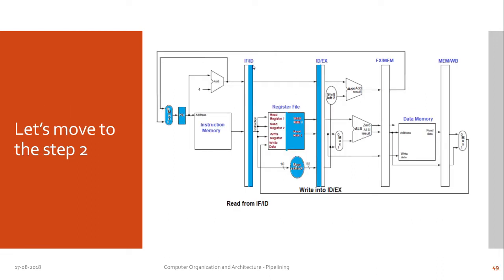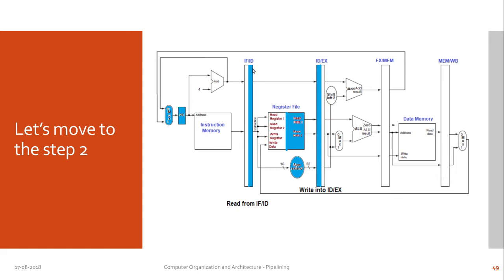Now I need to read the content from IF/ID. So I need to highlight the right hand side. This is wrong. This should not be highlighted. So please don't take it otherwise. This has to be corrected in the PPT, so don't worry about it. Now the register content IF/ID has to be read now. So when you have to read, it goes to the right.